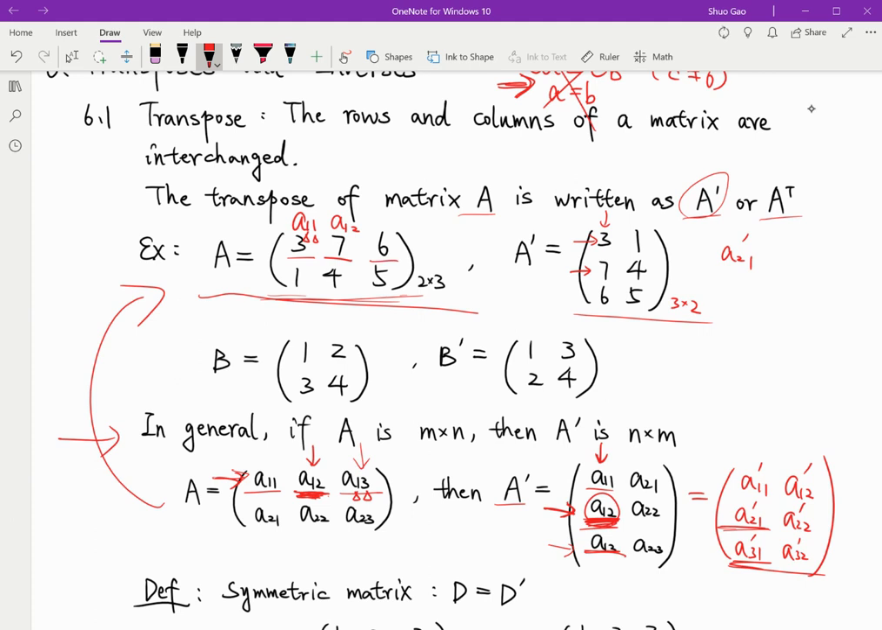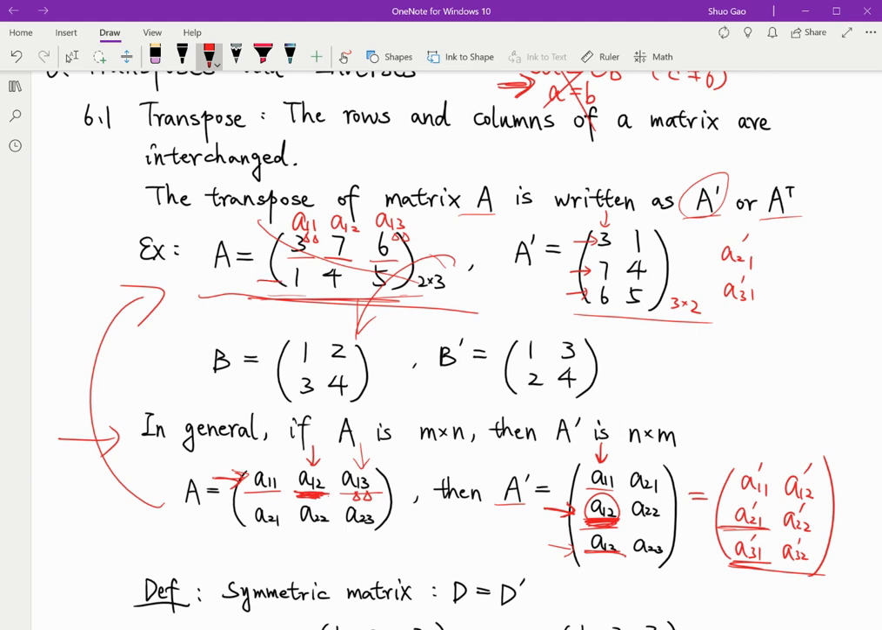And 6 here is in the first row and the third column. If we transpose that, it becomes the third row and the first column, right? It becomes A31 prime. So we can see that we changed the position of the original elements, the position of the row and the position of the column. It's kind of like we flip the matrix through this diagonal, right?